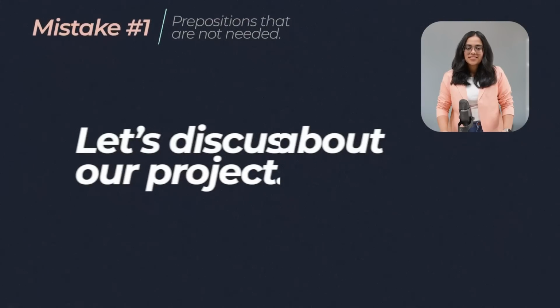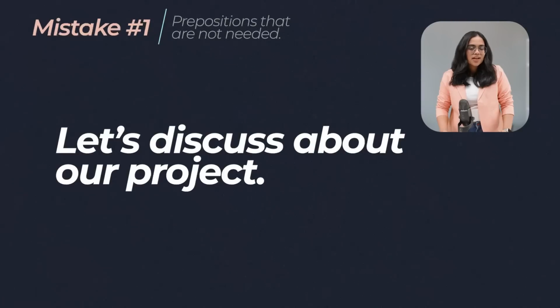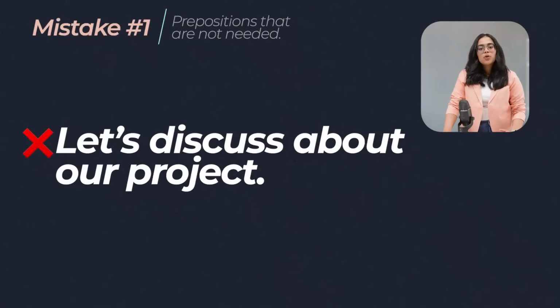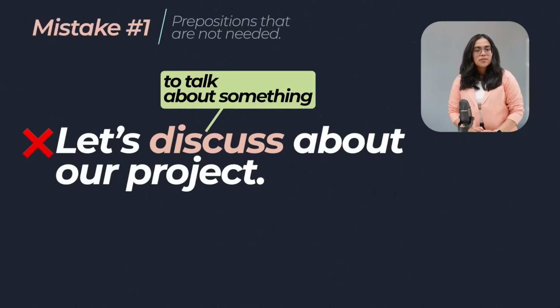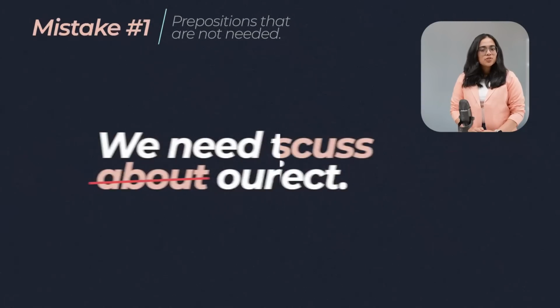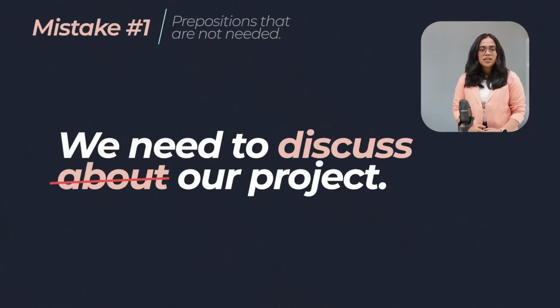Take a look at this sentence on your screen. Let's discuss about our project. Now, why do you think this sentence is wrong? See, the word discuss already means to talk about something. So the word about is unnecessary. It's a redundant word. So the correct sentence is, we need to discuss our project.